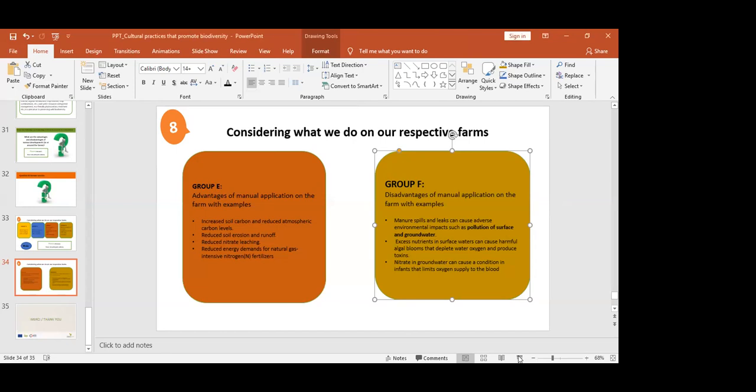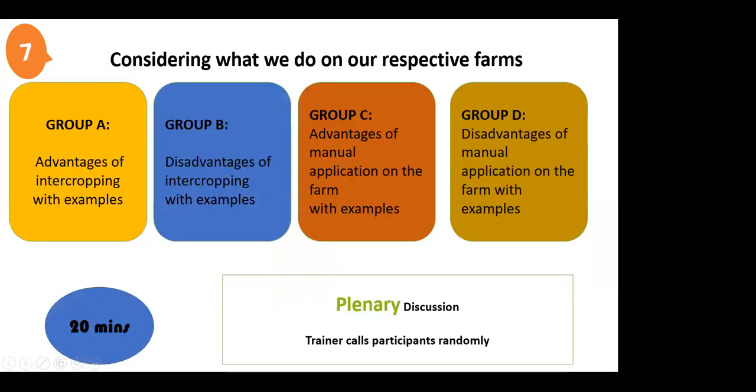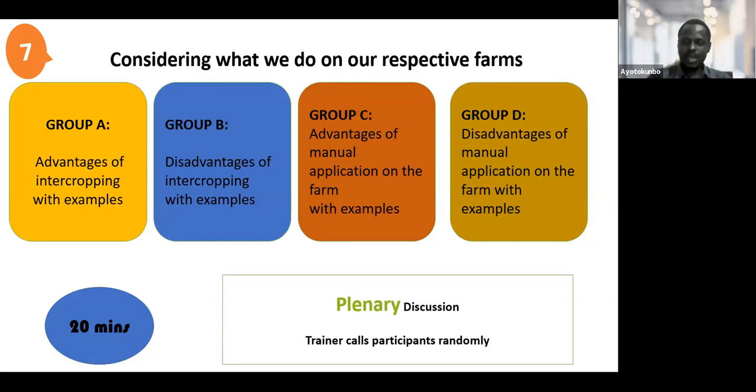The last thing is the issue of proper planning, because in a situation where you don't properly plan or research the crops you want to intercrop, you might end up making mistakes that will affect everything you've been doing from day one. I think those are the things that were highlighted.